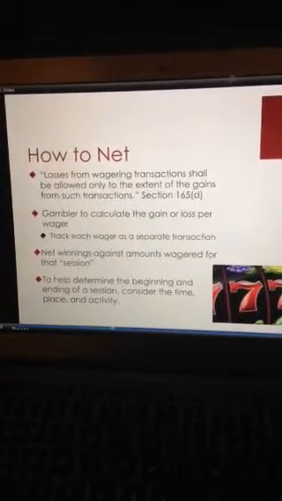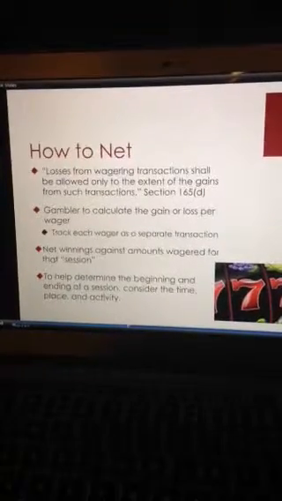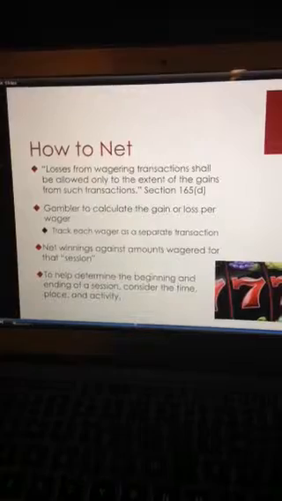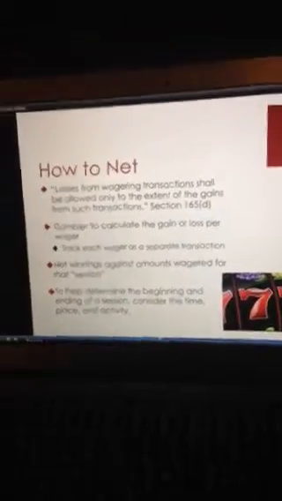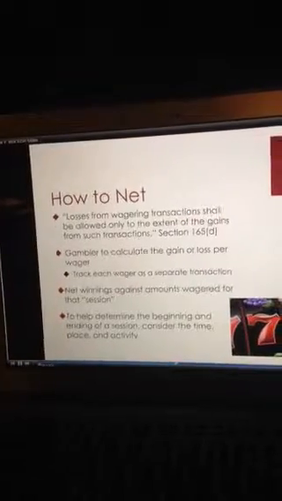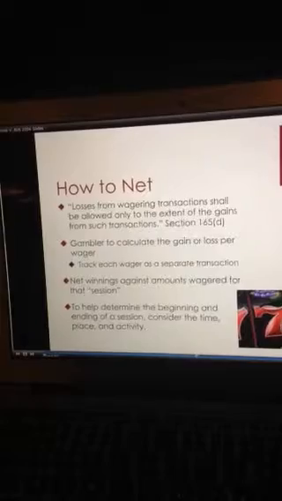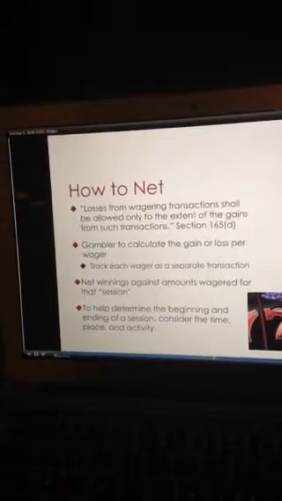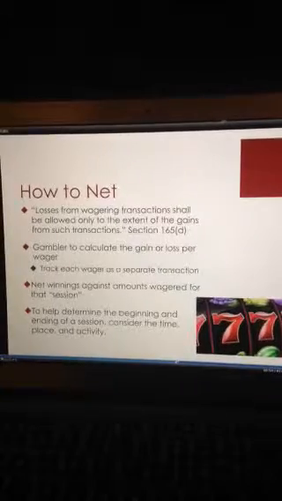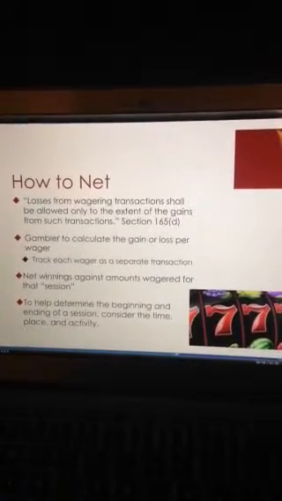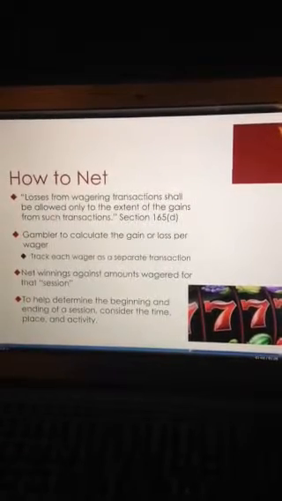from that winning bet or wager is the full amount of the winnings less the cost of placing that winning bet or wager. And you net winnings against amounts wagered for that session, which could be multiple transactions. No court cases have defined the requirements of what constitutes a session, and the IRS has no clear ruling on the matter.